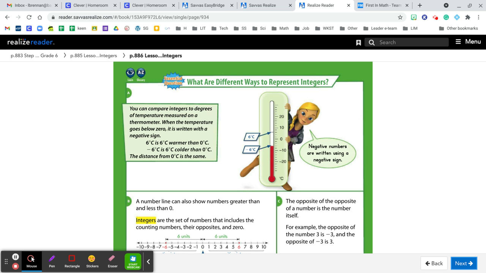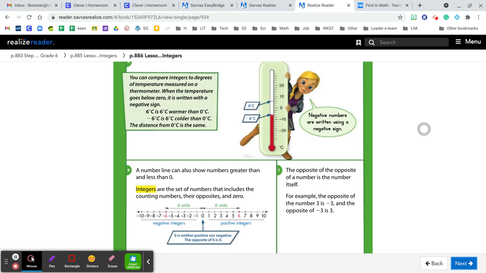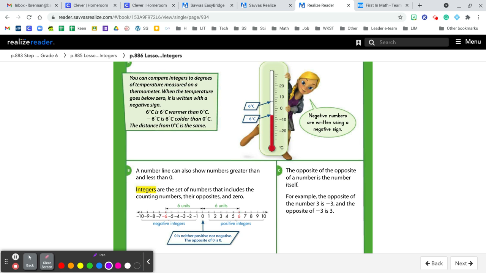It's less than 0, kind of like on a number line, which you can see a little bit below here. We have a number line down here. So anything below 0 has a negative. Above 0, you could write positive, but you don't have to. You can just leave the number as a whole number without the positive sign. It's understood to be there. 6 degrees Celsius is 6 degrees warmer than 0. Negative 6 degrees is 6 degrees colder than 0. The distance from 0 is the same. They're both 6 units away from 0, and you can see they've kind of drawn that in there.